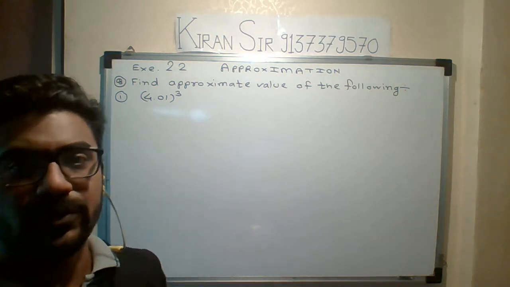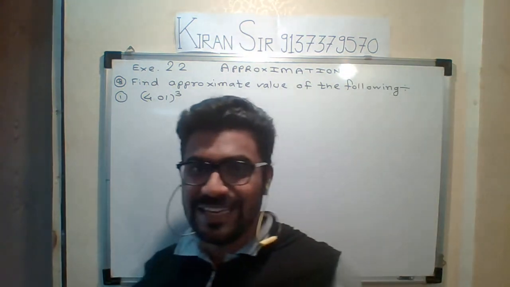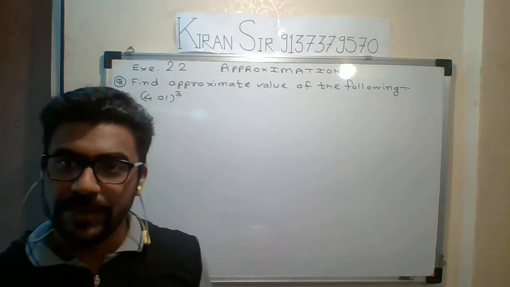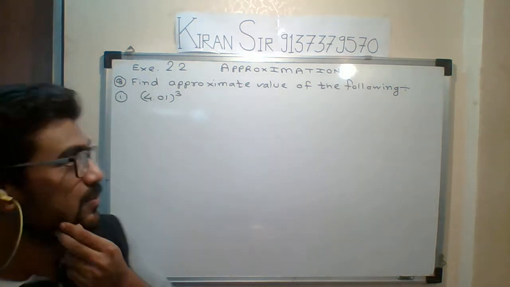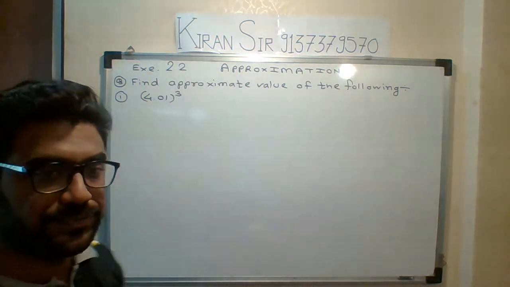The question will be in front of you. What is the question now? Find the approximate value of 4.01 the whole cube. And the subtopic of the application of derivative chapter is what? That is approximation. Exercise number 2.2.